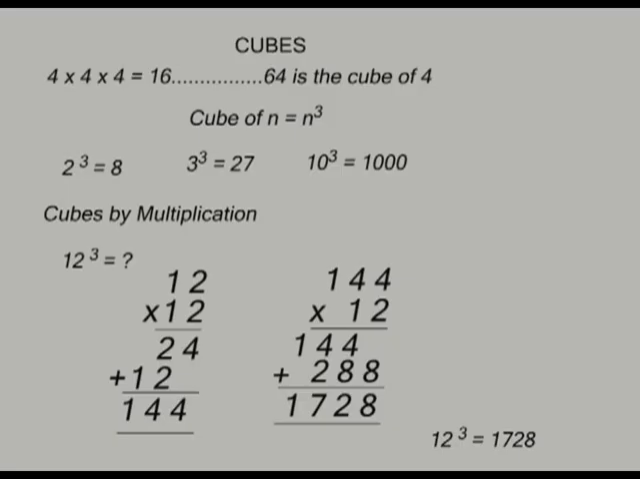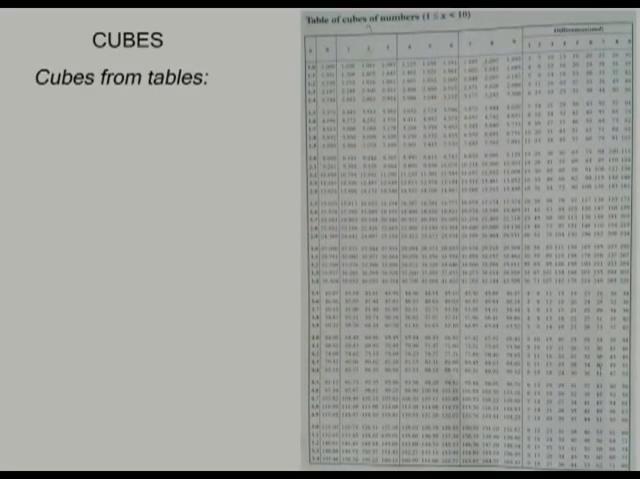But this multiplication is long, tedious, and time-consuming. In modern mathematics, we use mathematical tables. Mathematical tables of cubes of numbers look similar to those of squares, and we read the tables the same way we did with squares and square roots.